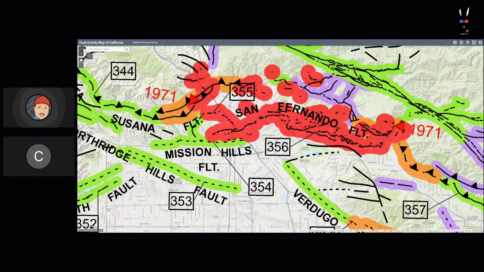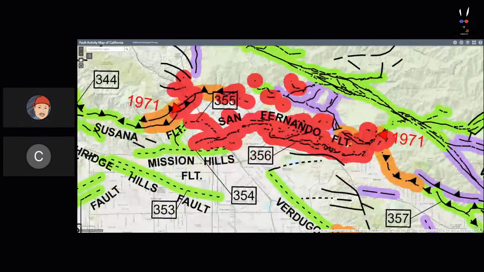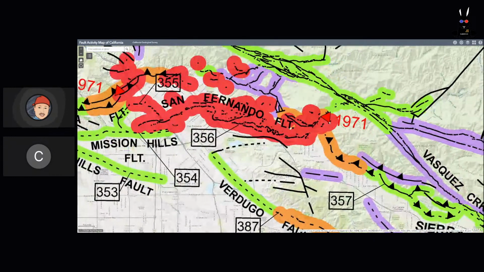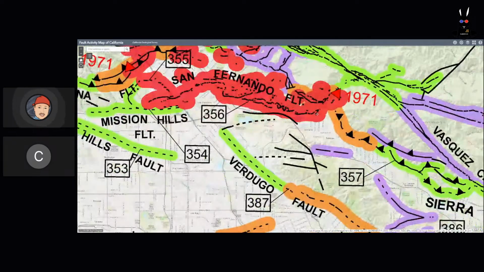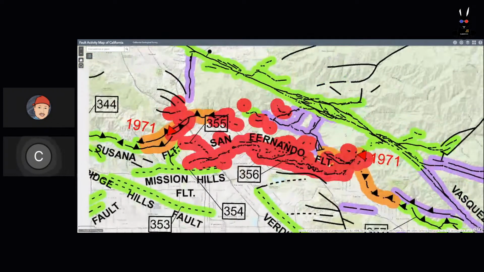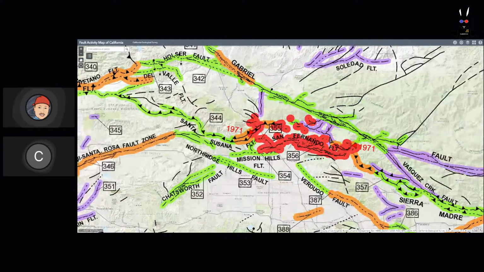Two faults. 71. I guess they're going to call this one here. Yeah, because they call it the Sylmar quake, San Fernando quake. Yeah, San Fernando. The San Gabriel is this line here. So the San Gabriel fault is that major line that you see right through here on the top.